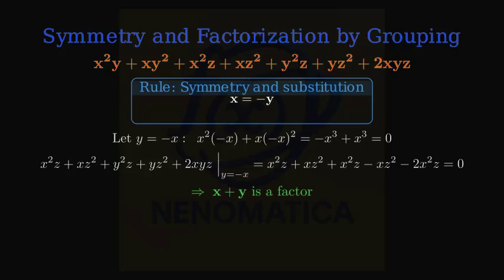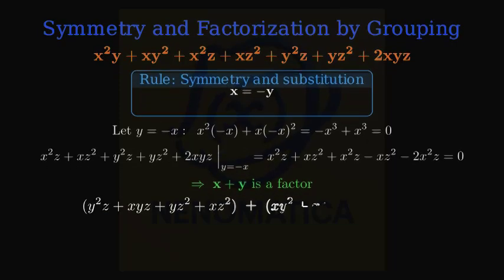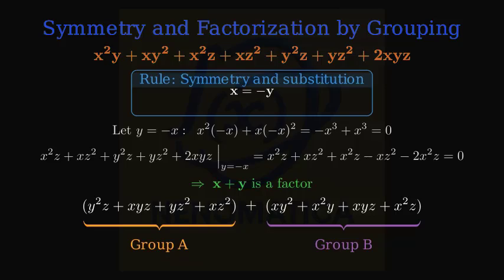By symmetry, we expect factors y plus z and z plus x as well, and we will derive them by grouping now. Step 1. Group terms to reveal common structure. We split 2xyz as xyz plus xyz, and arrange terms into two balanced groups that will share the same inner binomial after factoring.